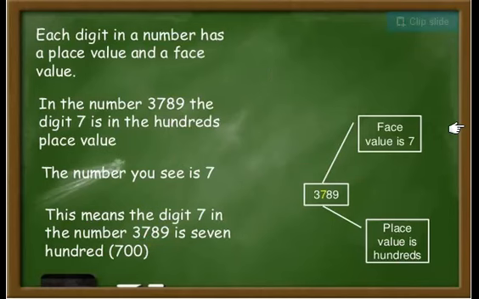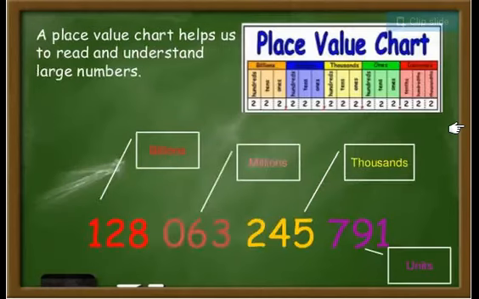Okay, next, move to the next slide. A place value chart helps us to read and understand large numbers. So why are we using the place value chart? We use it for understanding large and smaller numbers with the help of groups. In that chart, we know the first group is our ones group, the second group is our thousands group, the third group is our lakhs group, and the fourth group is our crores group.